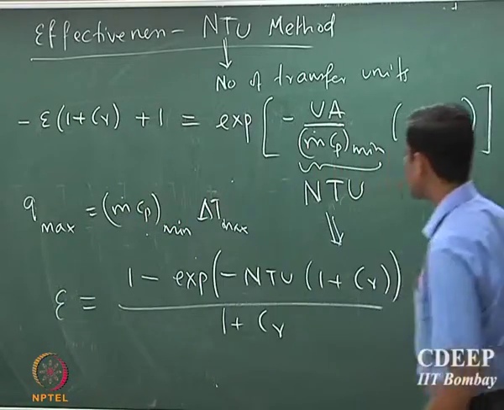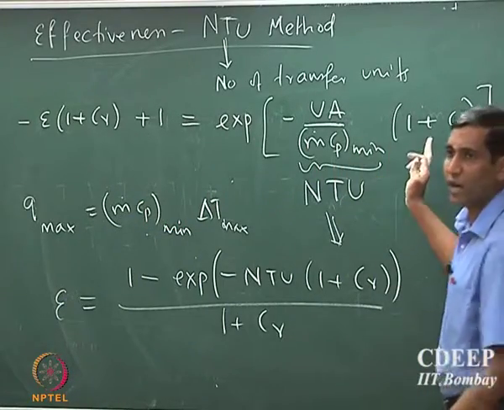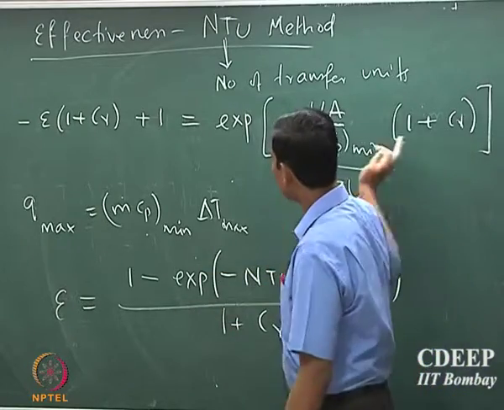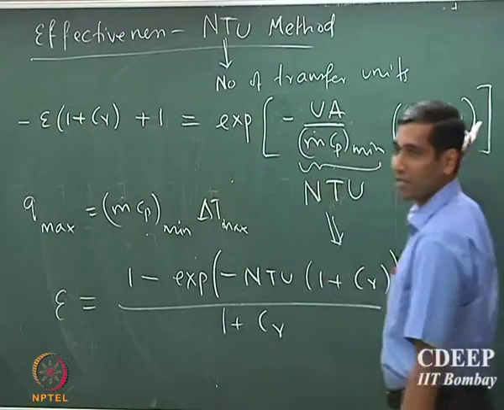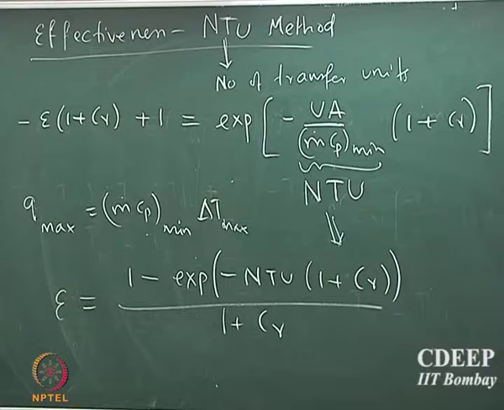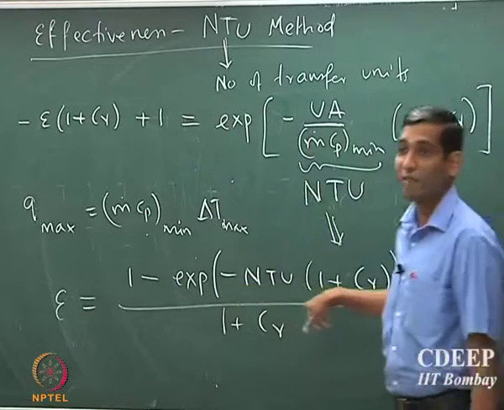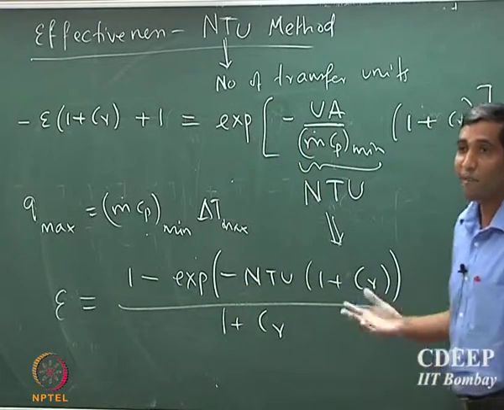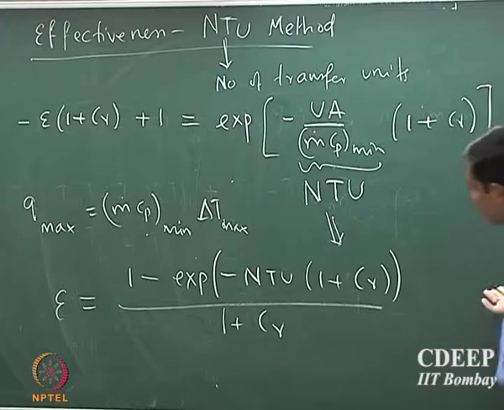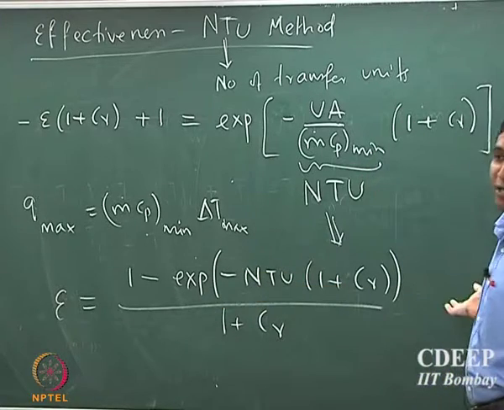Okay. So all I have done is just this algebraic manipulation. Take this on the left hand side, take this on the right hand side, and find out what is epsilon. Okay. So if I know NTU, I can find epsilon. If I know epsilon, I can find NTU. So that's a very powerful method. Note that there is no temperature difference in this expression at all.